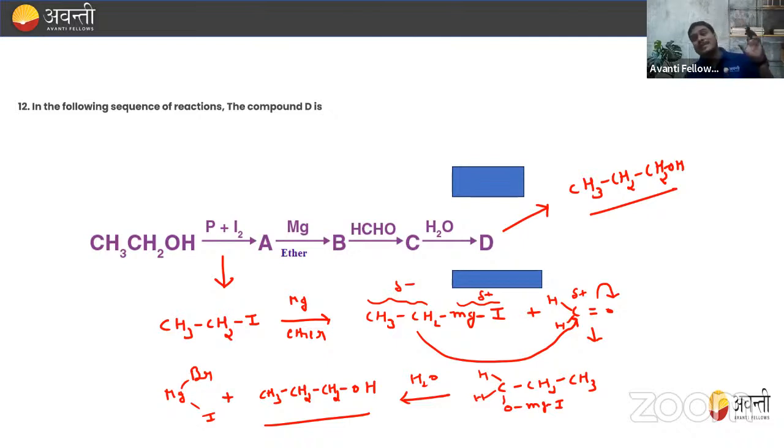We know what happens when an alkyl halide is treated with magnesium metal: a Grignard reagent is formed. And we already discussed the reaction of Grignard reagent with carbonyl compounds. When you treat it with formaldehyde, we get a primary alcohol. When you treat it with an aldehyde, we get a secondary alcohol. And when we treat it with a ketone, we get a tertiary alcohol, right? So this we already know. I hope this is clear.